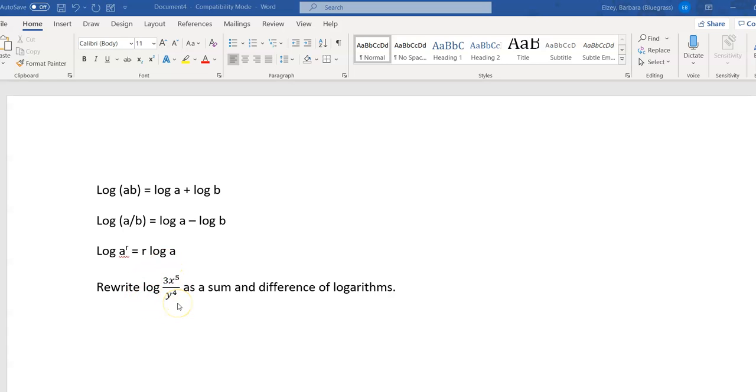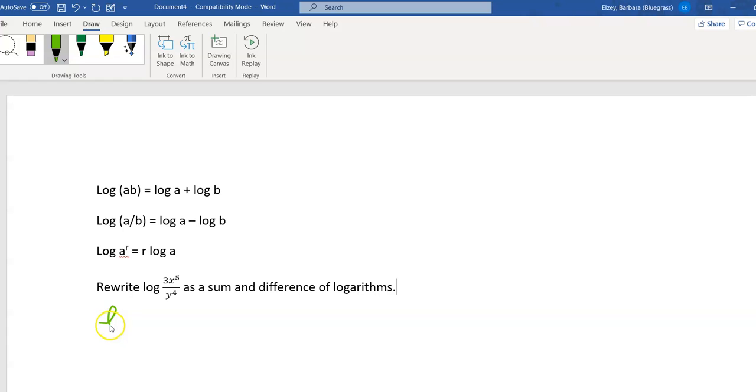Now, with this, generally, not always, but generally, the first thing we're going to deal with is breaking up the fraction. So notice that there is a fraction here. And according to our rule up here, if we have the log of a fraction, we're going to break it up into the log of the top minus the log of the bottom. So let's do that. We're going to have log of the top of this fraction, that is 3x to the 5th, minus the log of the bottom of the fraction, y to the 4th.